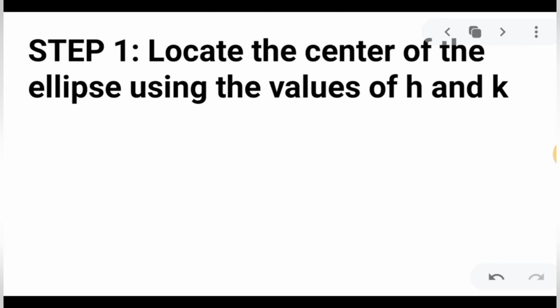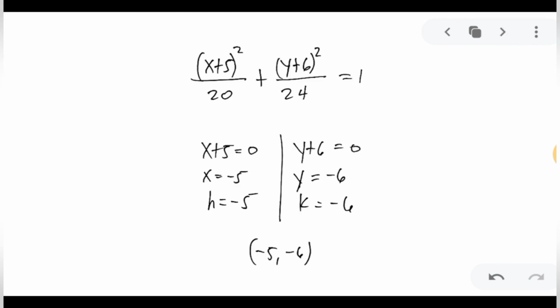For step 1, we have to locate the center of the ellipse using the values of h and k. To find the value of that, from this expression, the x plus 5 and y plus 6, you have to equate that to 0. X plus 5 equals 0. X equals, transpose the 5 to the other side of the equation, that will become negative 5, and therefore h is equal to negative 5. Then equate y plus 6 to 0, then y equals negative 6 if you transpose that to the other side, and then k equals negative 6. Therefore, the center of the ellipse is at negative 5 and negative 6.